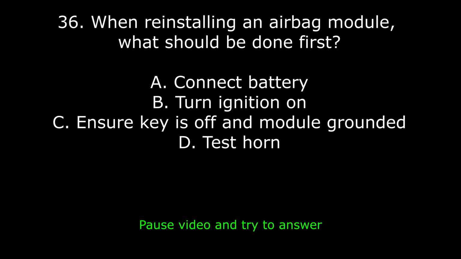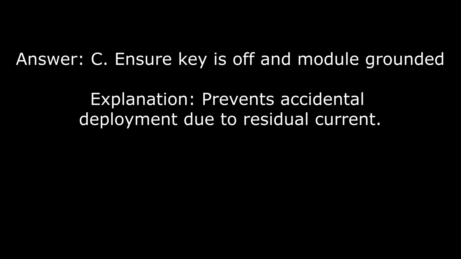Number 36. When reinstalling an airbag module, what should be done first? A. Connect battery. B. Turn ignition on. C. Ensure key is off and module grounded. D. Test horn. Answer: C. Ensure key is off and module grounded. Explanation: prevents accidental deployment due to residual current.